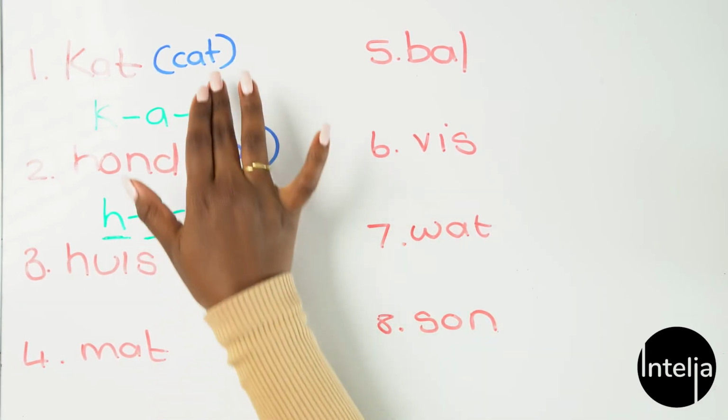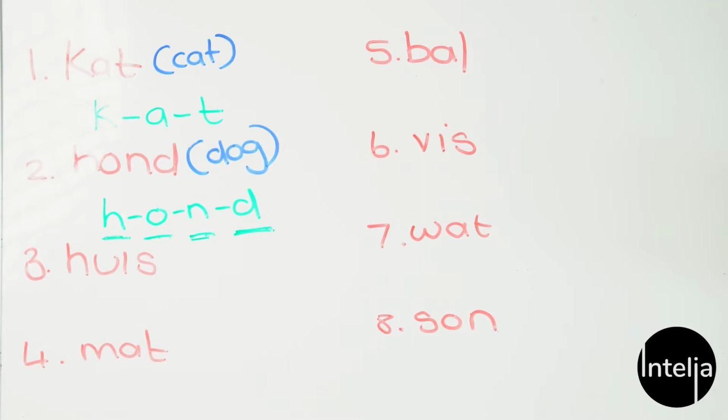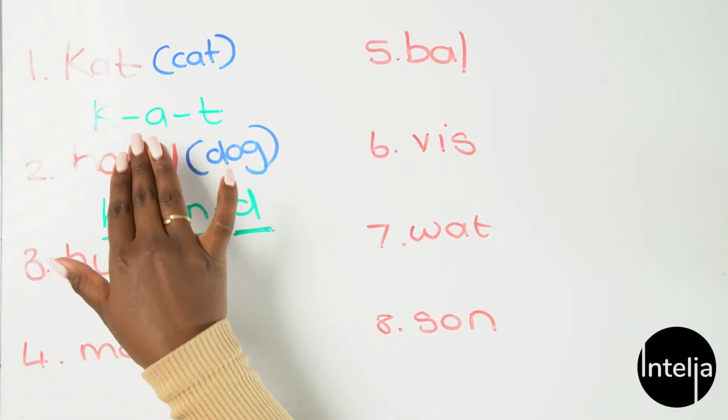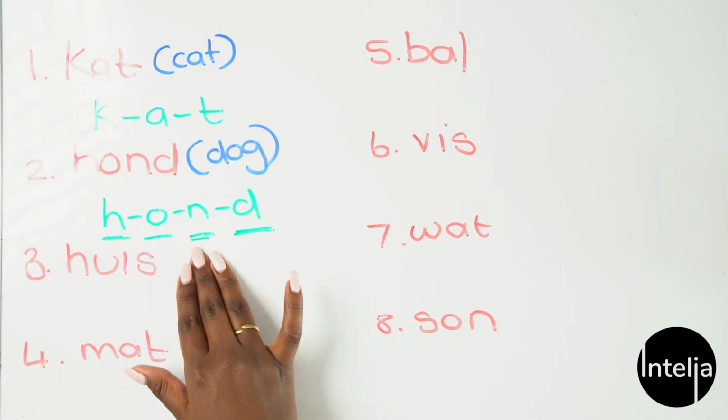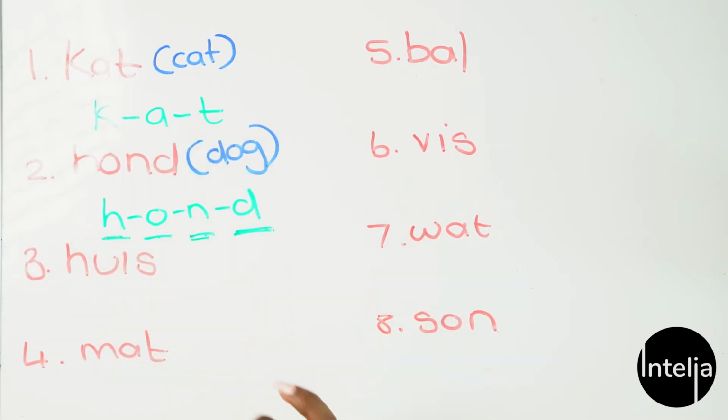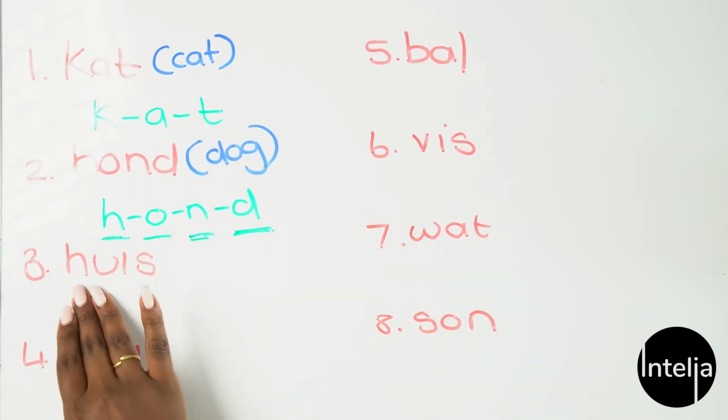D. T. Do you hear that? So that is a hond and a kat. Now let's move on to number three.